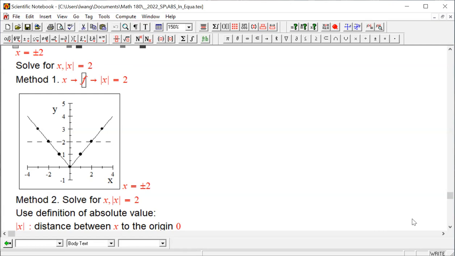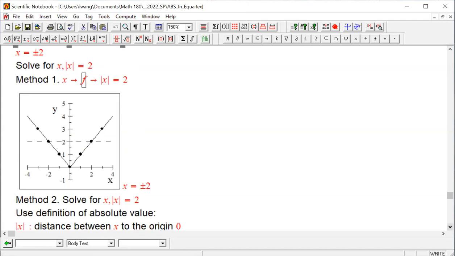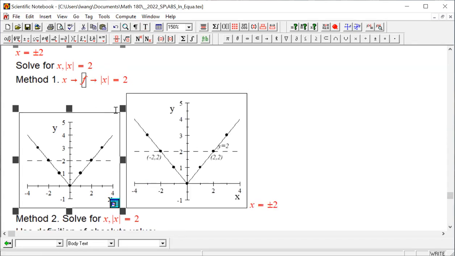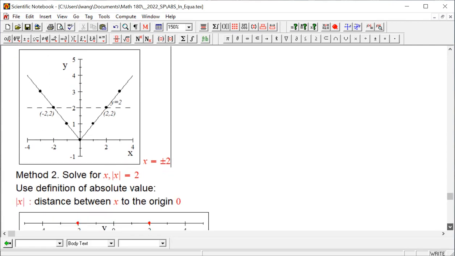Method 2. Method 1 is we do the function perspective. I'm going to take this picture and replace it because I think this picture is better. Okay, this picture is better. So with that said and done, let's look at the second method.